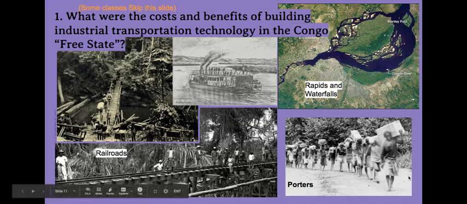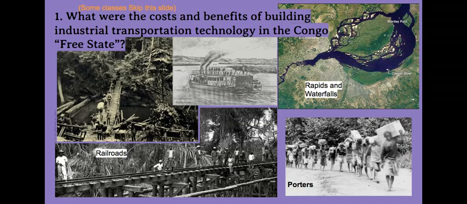At first, Leopold and his men used porters, people carrying goods on their shoulders, on their backs, carrying pieces of steamboats up to the wider parts of the river. It was a big job for porters. It was incredibly difficult, laborious, and hundreds of porters died in the process. Then, in order to prevent the loss of porters through working to death, Leopold had the railroads built.